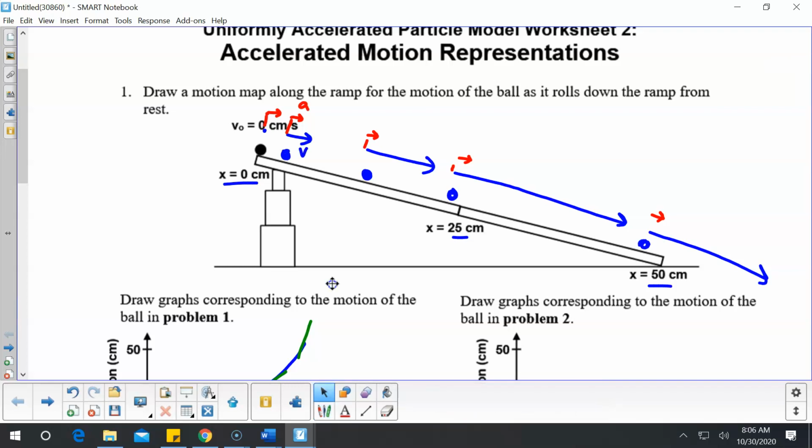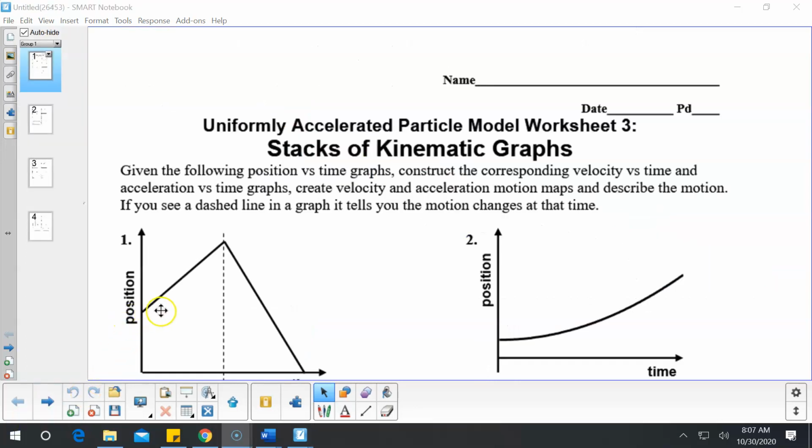Okay, so that should get you started with this. So you should be able to look at those diagrams and figure out what's happening and then sketch the graphs for each situation. Worksheet 3 is a continuation of worksheet 2, except now they are just giving you a position versus time graph, and they're asking you to sketch the other graphs, do a motion map, do the velocity and acceleration vectors, and then do a written description.